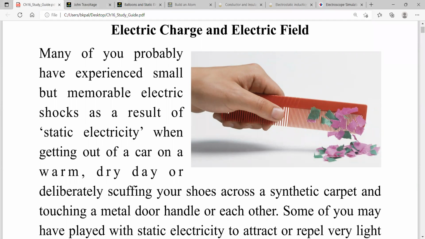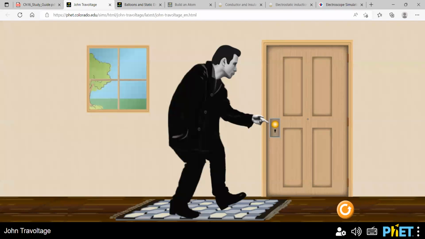In this picture, you see that a comb is attracting small pieces of paper. And at least some of you probably have done this experiment in your childhood. Also, you may have experienced getting a shock when you touch a metal doorknob or a car handle. So what happened in these two cases?